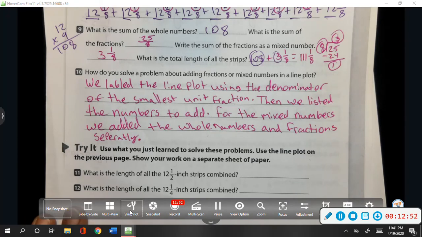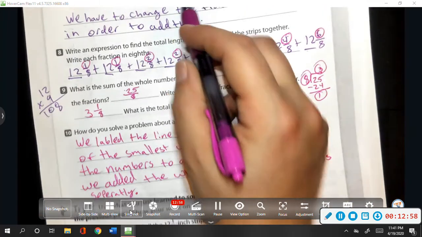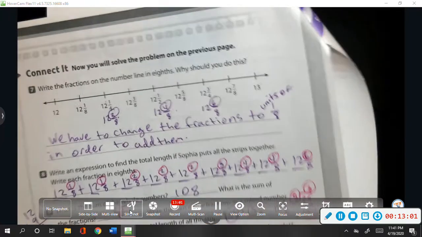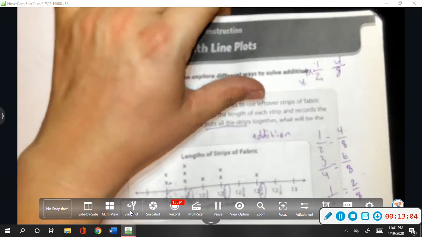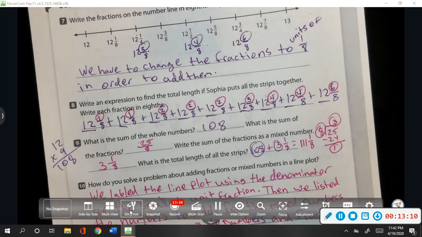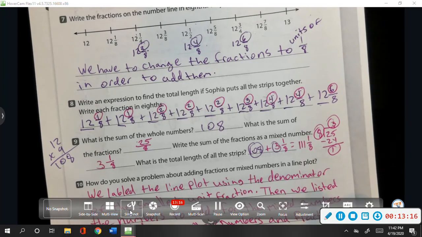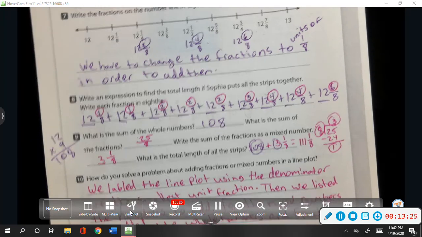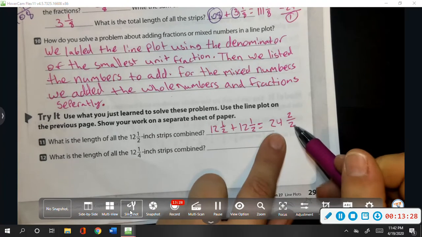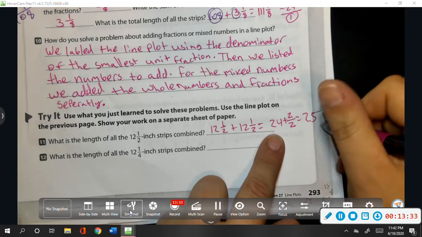So we had, our 12.5 was the same as 12 4/8. And if we looked at our line plot, we had 2 of them. So we need to add both those strips together. So if we did 12.5 plus 12.5, because we had 2 of them, 12 plus 12 is 24. That is 1 plus 1 is 2. Oh, but look. Our fraction becomes the same as 1.